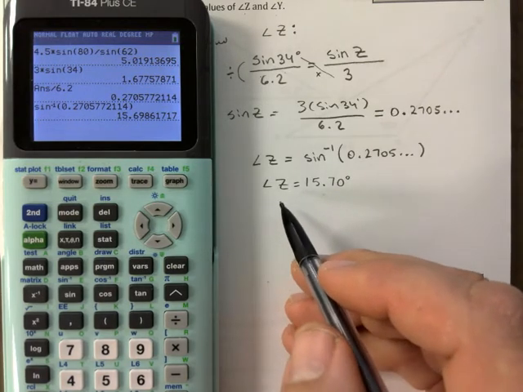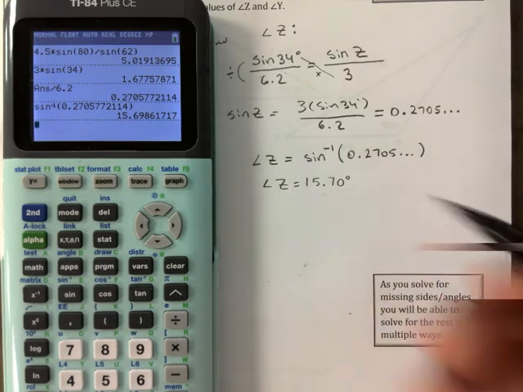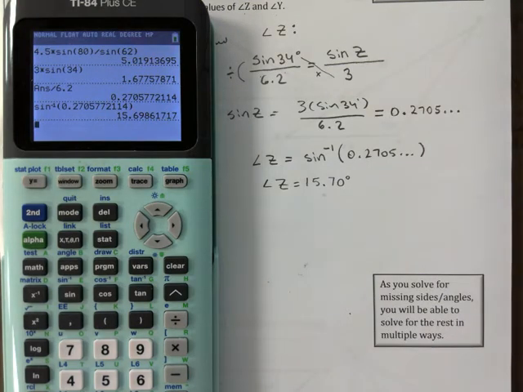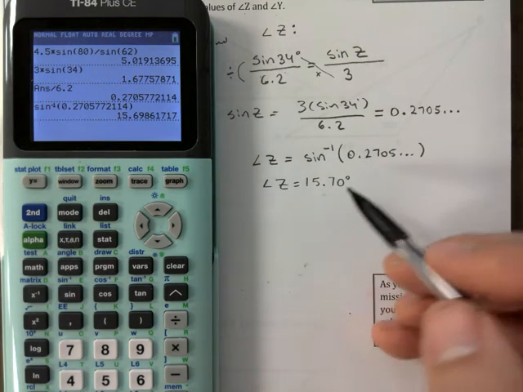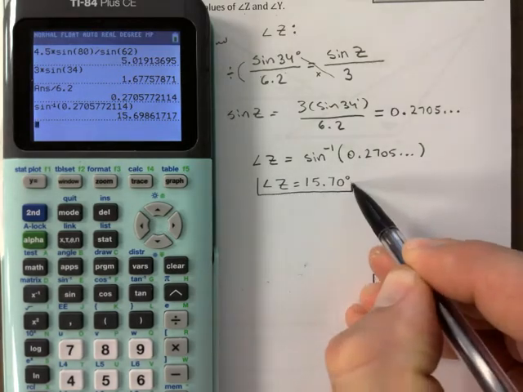We round to 2 decimals. Our angles, we round to 2 decimals. Some questions are going to say round to nearest whole number. I still encourage you to do this, okay? So we found that angle. Perfect.